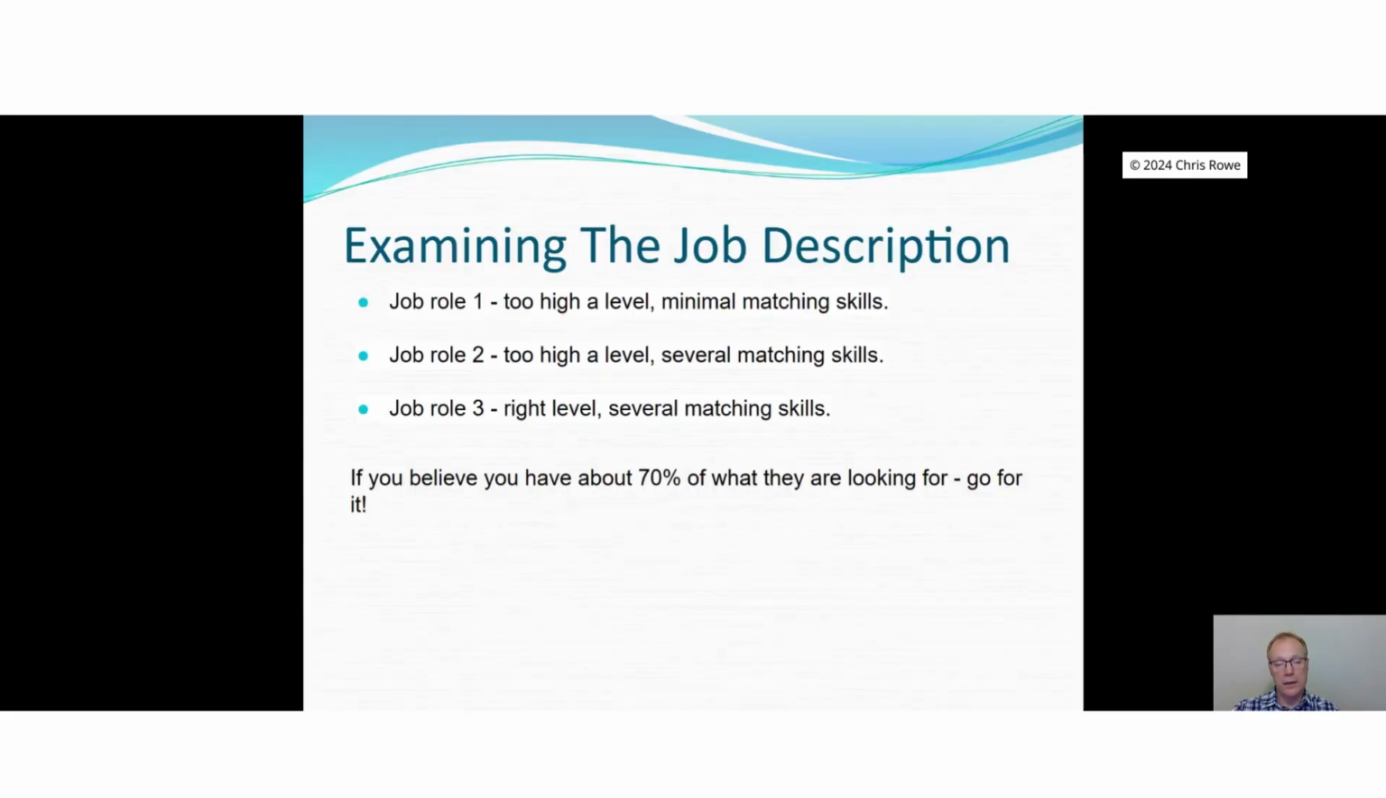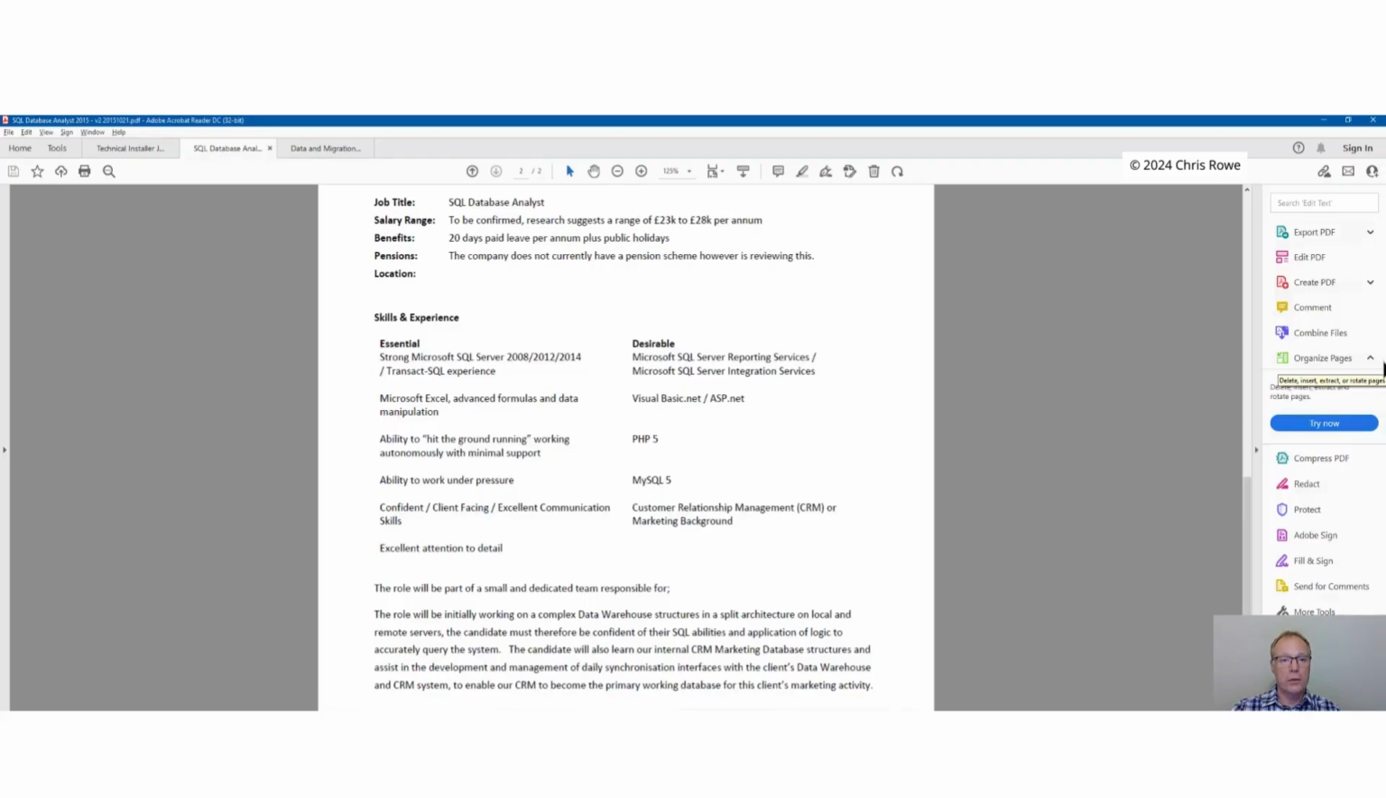Let's have a look at the second job role I went for. Again, this one was at quite a high level for my skills at the time. However, I did have several matching skills that I could work with, and I managed to get that interview with them. Let's have a look at the job description. This one was for a SQL database analyst. Pretty straightforward job title, a mainstay of SQL Server itself. You can see the pay range there, and so on.